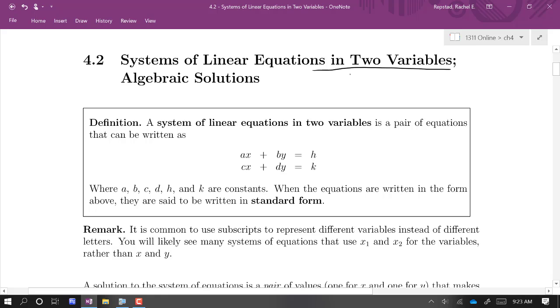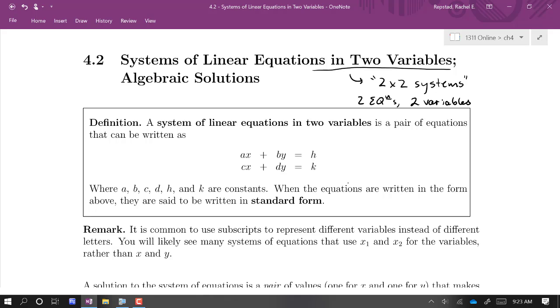we'll refer to these, as shorthand, as 2 by 2 systems, meaning two equations, two variables. So a system of linear equations in two variables is a pair of equations, and usually we'd like to consider them when they're both written in standard form, like a constant times x, a constant times y, and then a constant term by itself on the other side. If we have that pair of equations written in this form, we say that the system is in standard form.